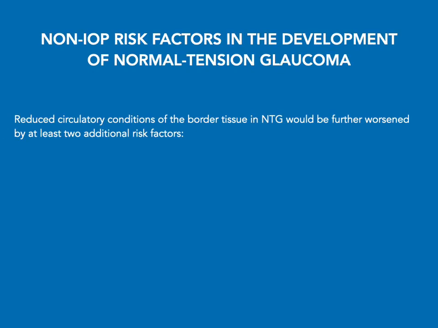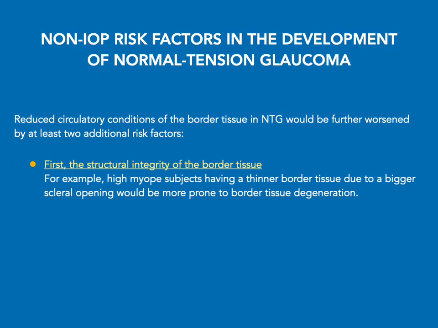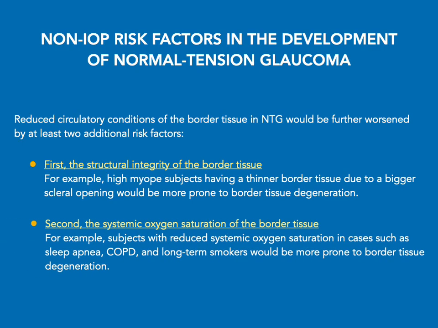Reduced circulatory conditions of the border tissue in NTG would be further worsened by at least two additional risk factors. First, the structural integrity of the border tissue. For example, high myope subjects have a thinner border tissue due to a bigger scleral opening, and would be more prone to border tissue degeneration. Second, the systemic oxygen saturation of the border tissue. For example, subjects with reduced systemic oxygen saturation in cases such as sleep apnea, COPD, and long-term smokers will be more prone to border tissue degeneration.